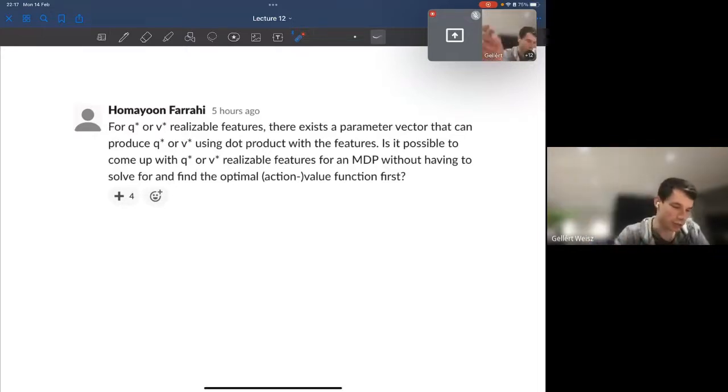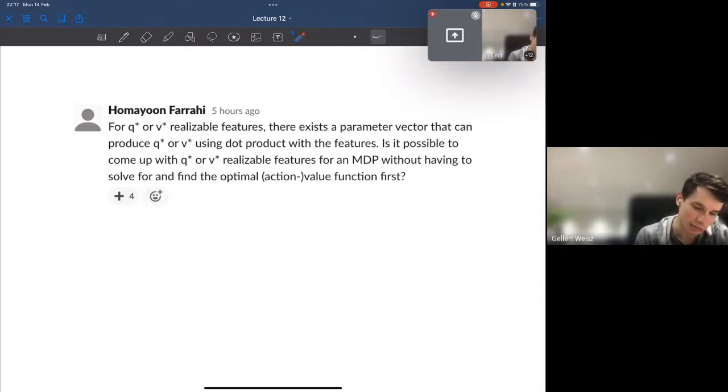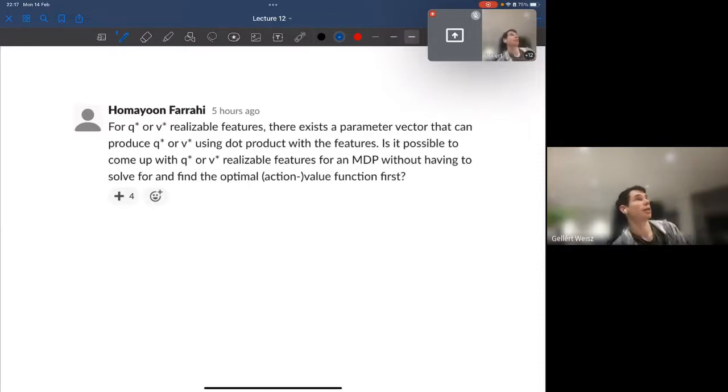Okay. So the question was, for Q star and V star realizable features, there exists a parameter vector that can produce Q star or V star using dot product with the features. Is it possible to come up with Q star or V star realizable features without having to solve for and find the optimal action value function first? And yes, I mean the whole point would be that, right?